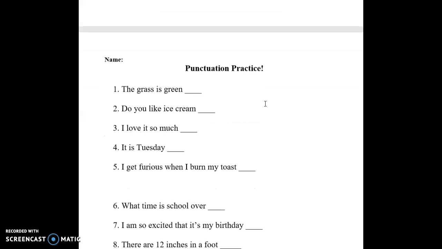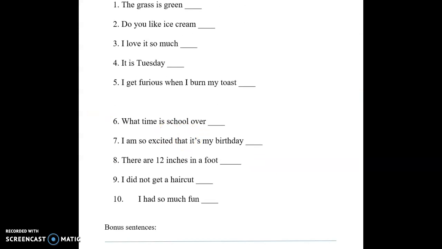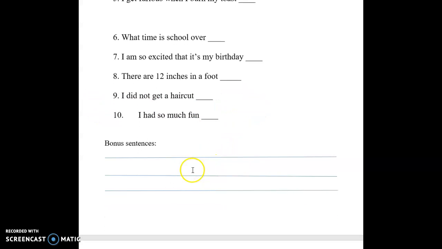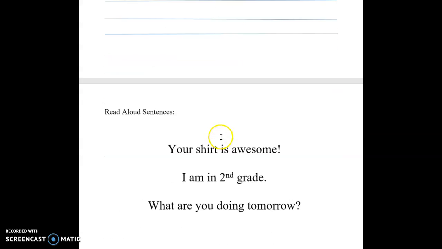This is my punctuation practice worksheet. These are the ones the teacher would read aloud, where they would write the punctuation mark here. And then the following are the ones that they would work on their own, and a section for bonus.